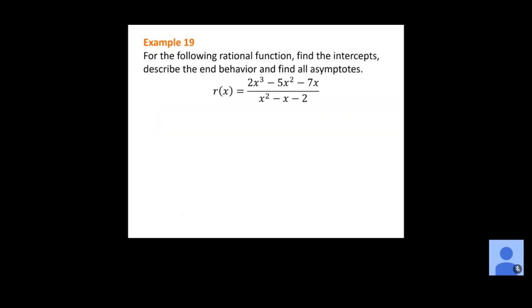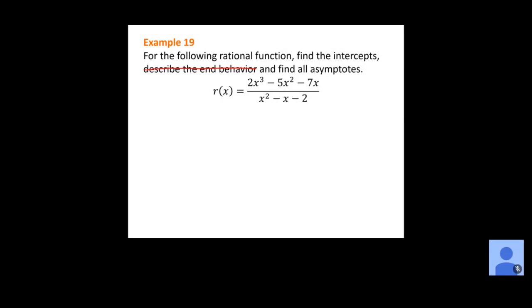All right, 19 is the next one we're going to look at. For this rational function, we want to find all the intercepts, x and y, and I just want to worry about the asymptotes, including vertical, horizontal, and slant. If we can find the intercepts and all the asymptotes, that's the main thing I'm looking for here.